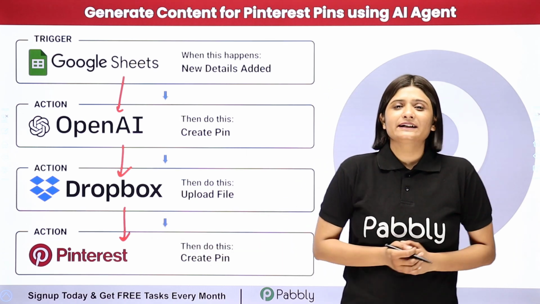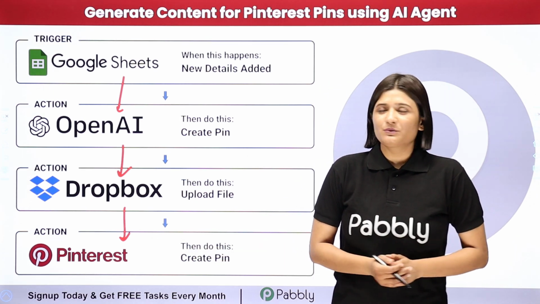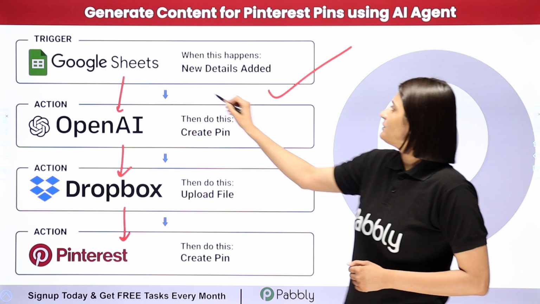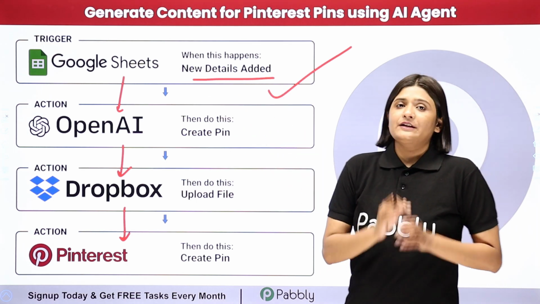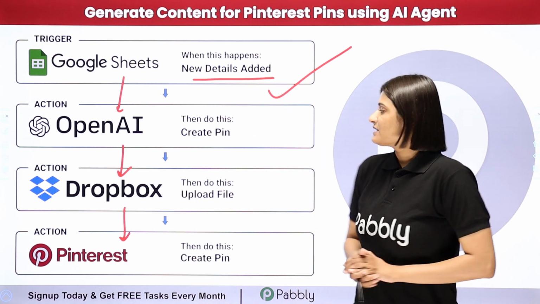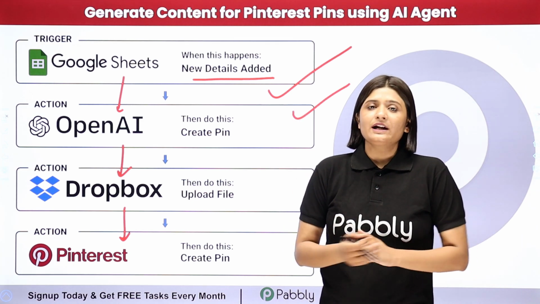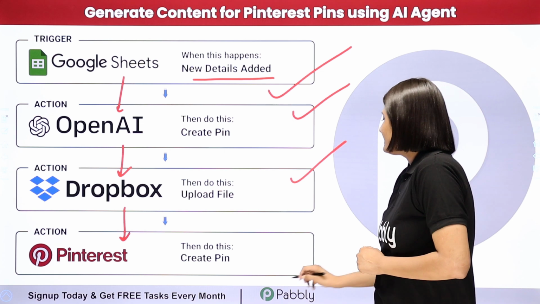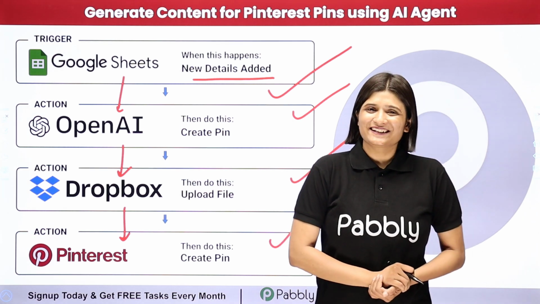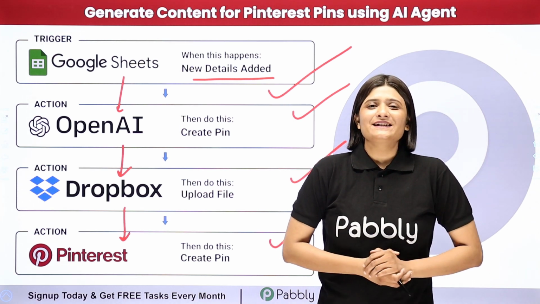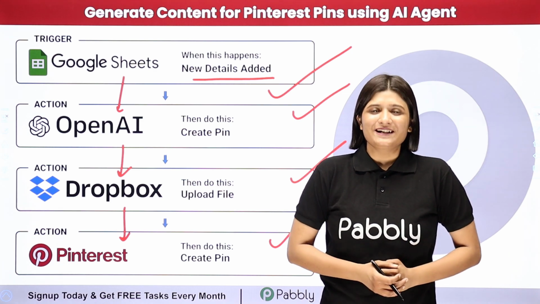With the help of Pabbly Connect, I'm going to build this connection in such a way that whenever I'm going to add a new detail in my Google Sheet spreadsheet, the pin will be automatically generated using OpenAI and it will be automatically uploaded as a file in my Dropbox and created as a pin in my Pinterest account. Now, if you want to learn the step-by-step process, then let me take you all to my screen.